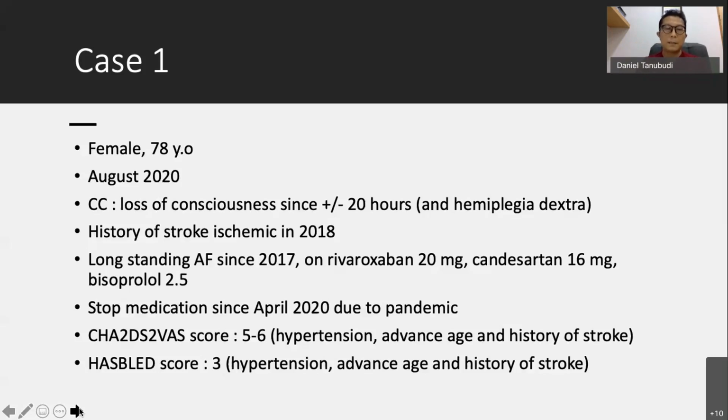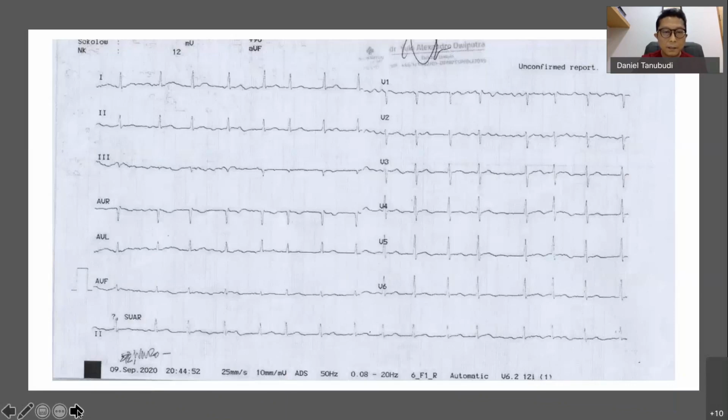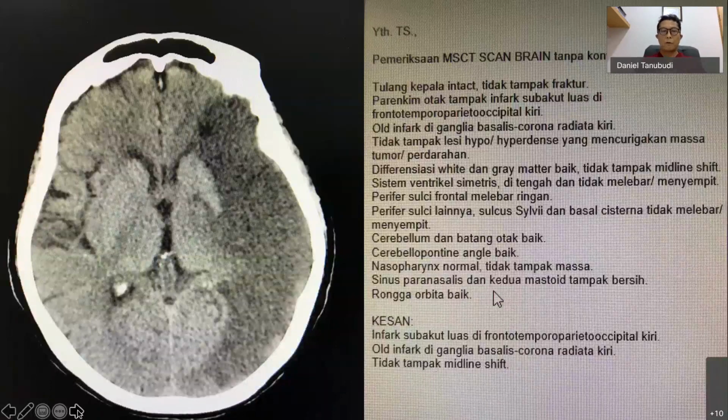But the problem is that she stopped the medication since April. This is due to the pandemic. The compliance decreased because the patient was afraid to come to the hospital and also forgot to continue the medication. This is the patient's CHA2DS2-VASc score and HAS-BLED score. The CHA2DS2-VASc score is very high, which means that when she stops the medication, especially the stroke prevention medication, this will happen. This is her ECG showing atrial fibrillation, and you see, because of the embolic stroke from the atrial fibrillation, almost half of our brain, one hemisphere, is damaged due to the embolus.